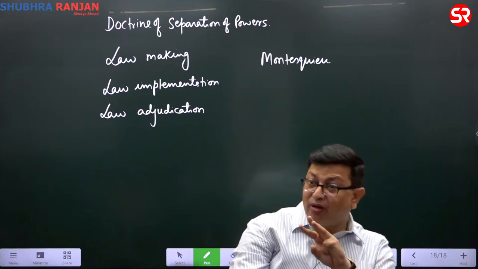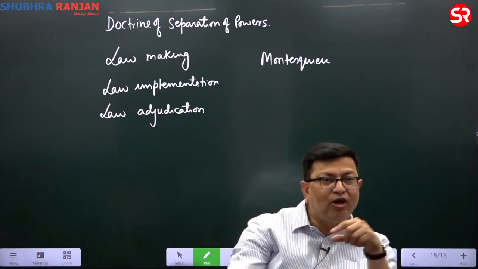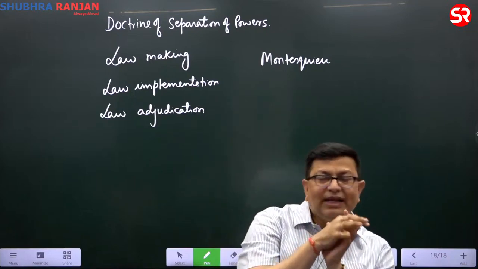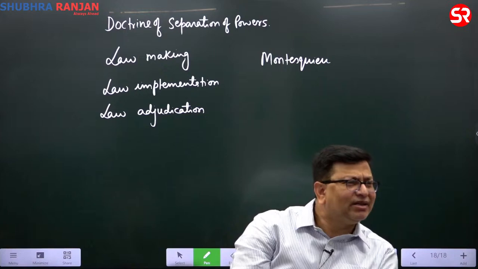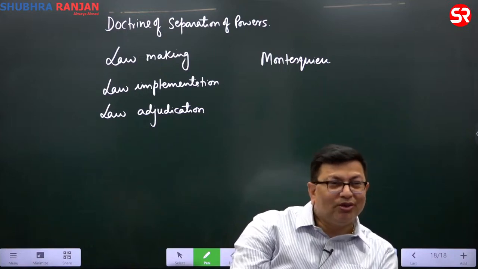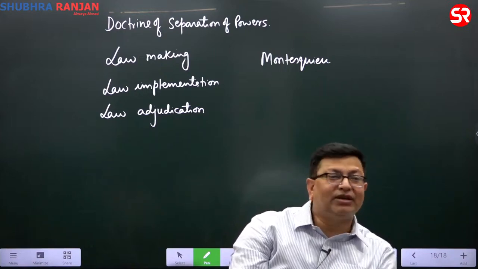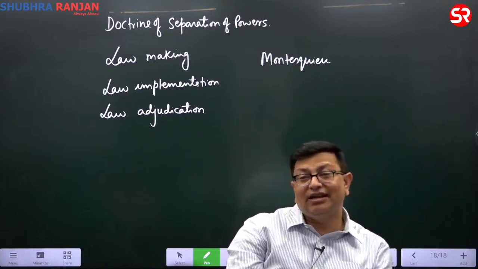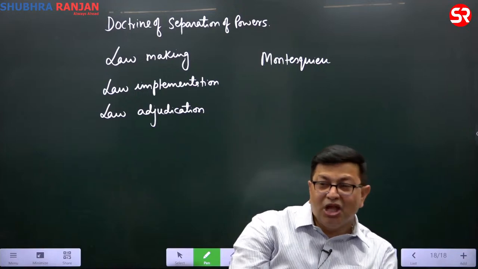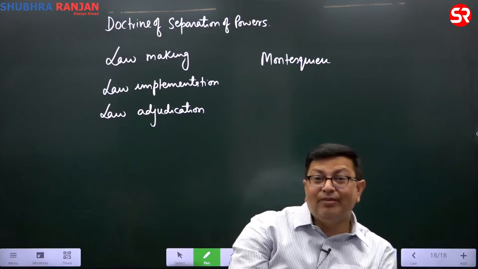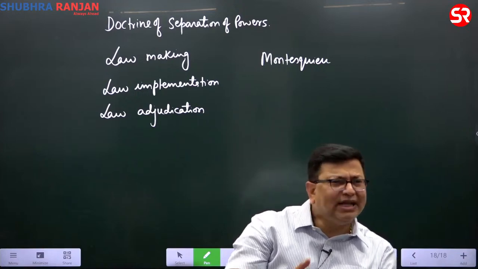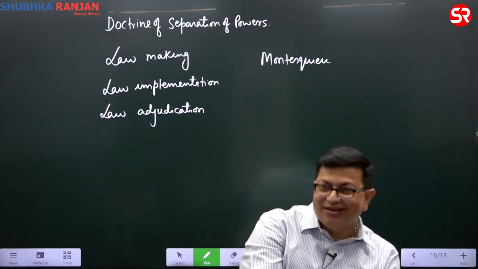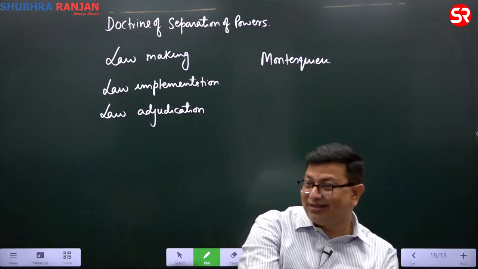They have to be performed by three different organs, and division of powers means between the union government and the state governments. Now, in India, we have a parliamentary system. So, a strict separation of powers may not be feasible between the legislature and the executive. Why? You will see that while making a law, who takes the initiative? The Council of Ministers.